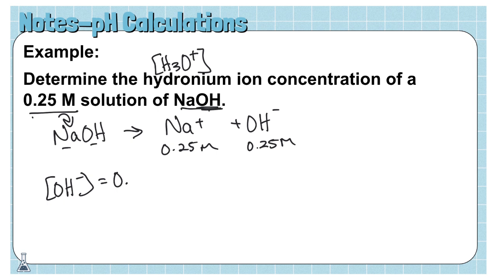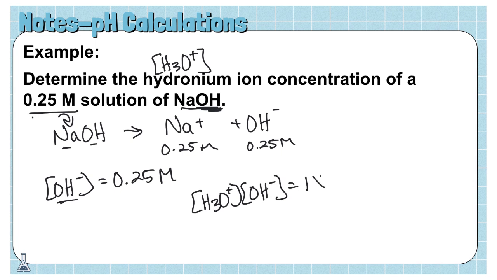So since this is NaOH, I'm going to get 0.25 moles per liter of hydroxide. So I know my hydroxide ion concentration is 0.25. Then I will use that same equation we used on the last one: hydronium ion times the hydroxide ion equals 1 times 10 to the negative 14th. I now know my hydroxide ion concentration is 0.25, so I'm going to put that in.